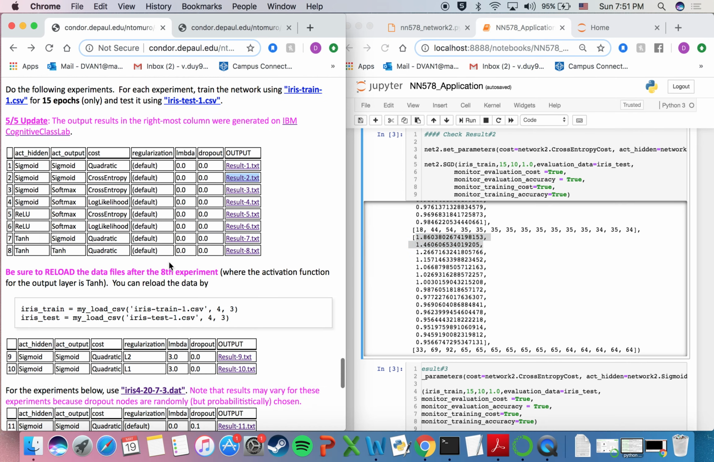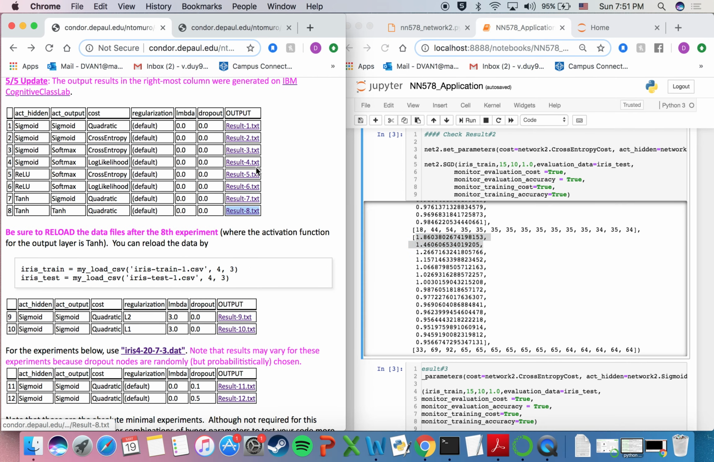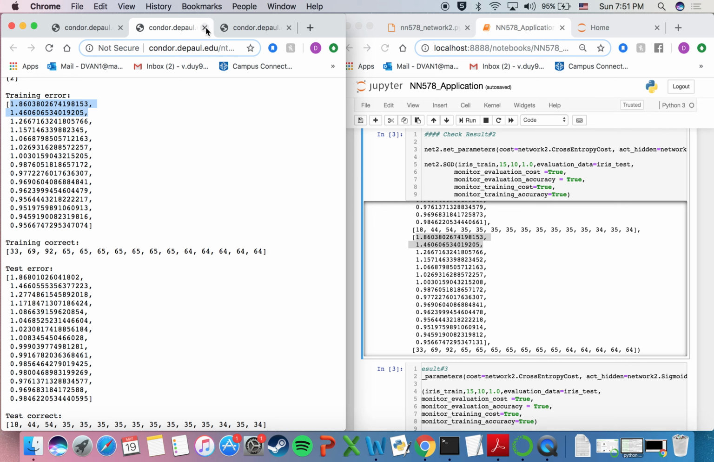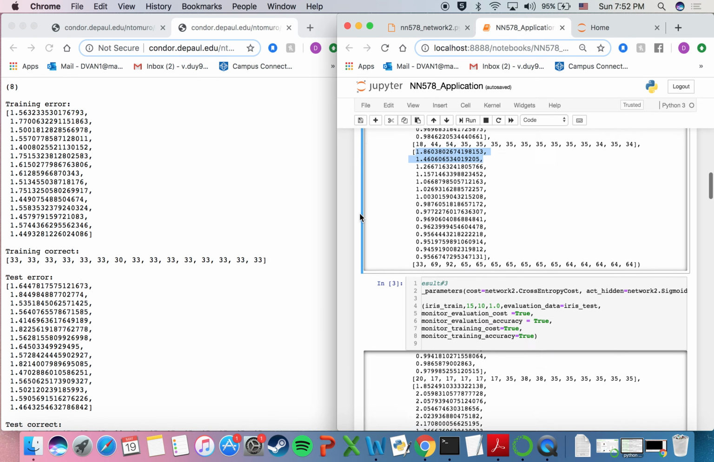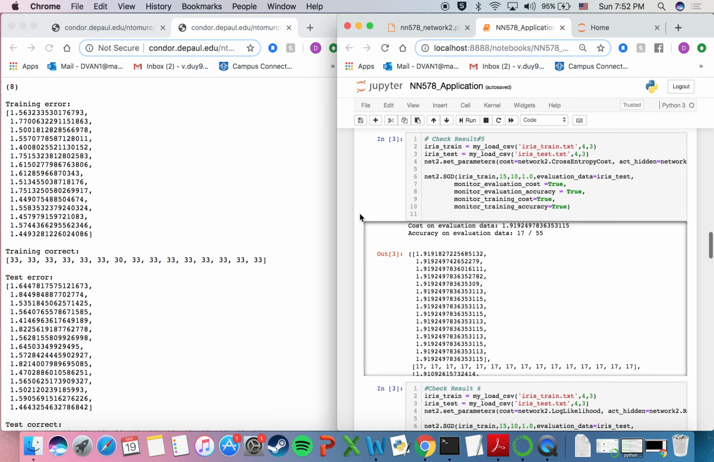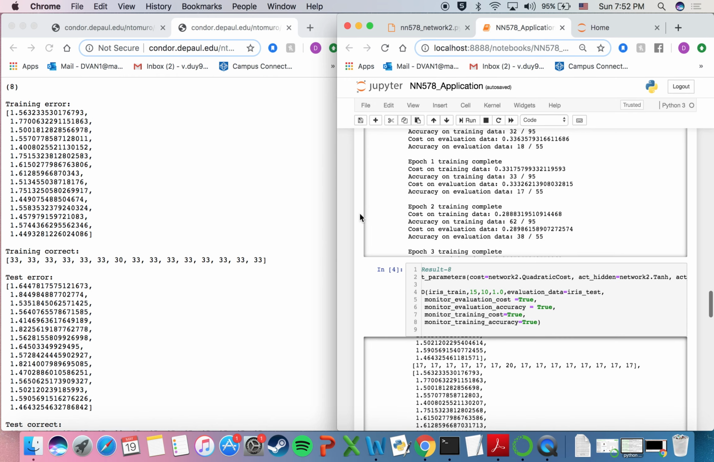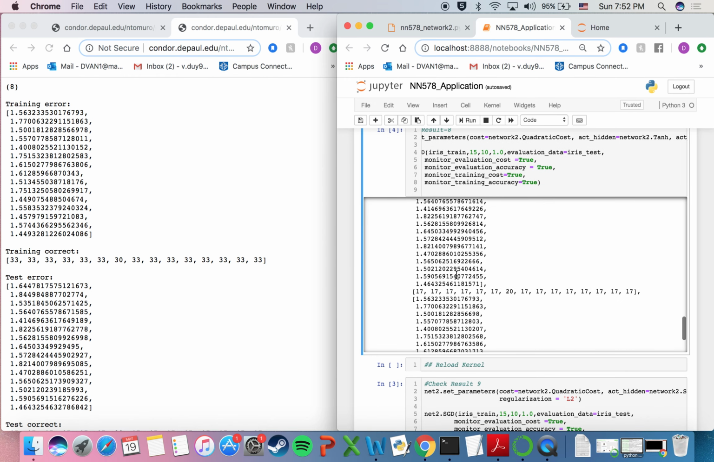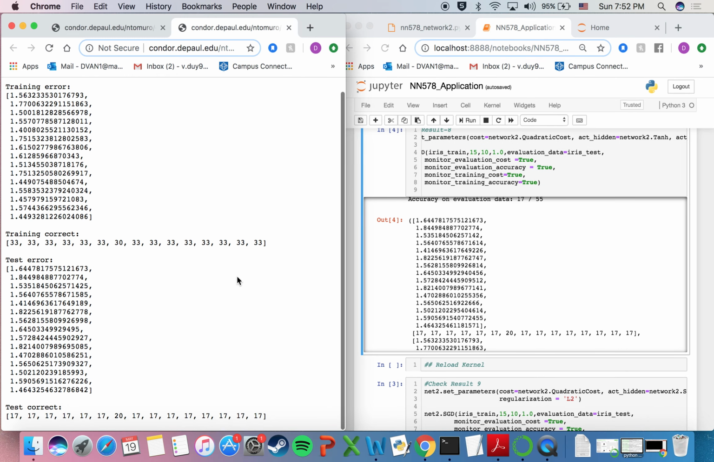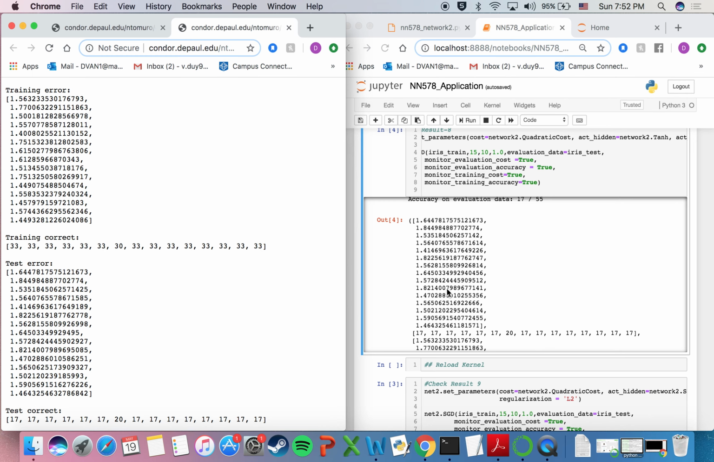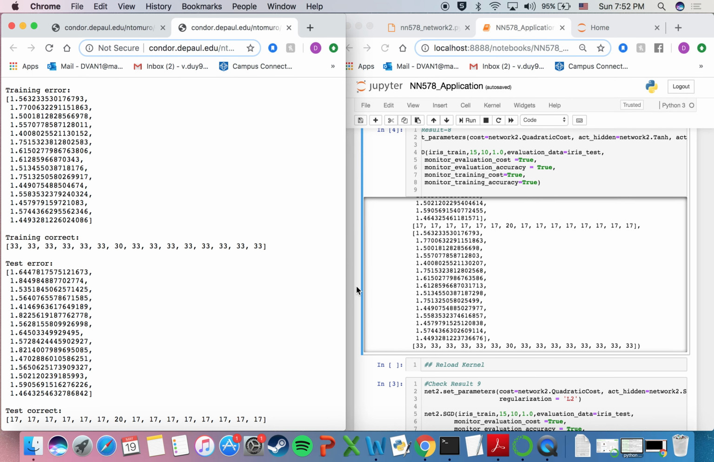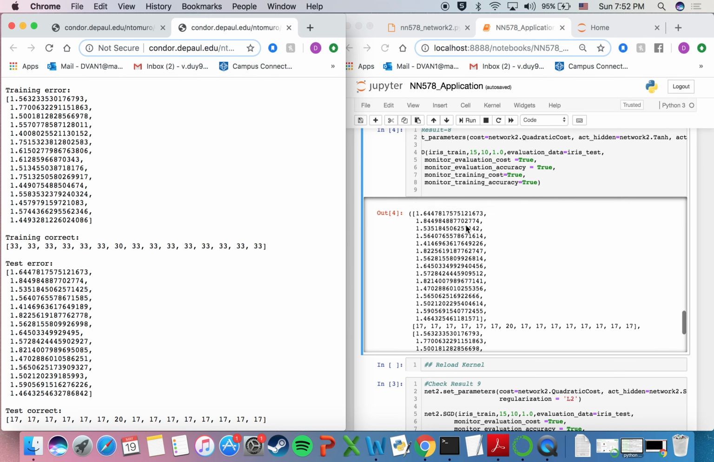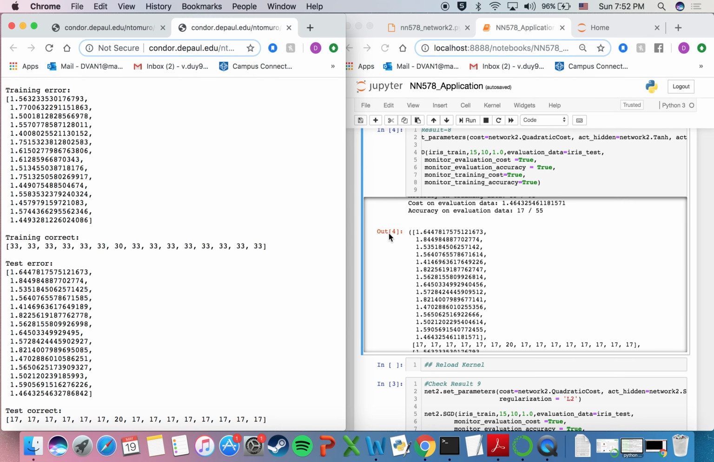Let's try another one, result 8. Result 5, 6, 7, 8, right here. The training correct is 33, 33, 33 along the way with 1.56, and the test correct is 17, and then the test error is 1.644. That's also correct.